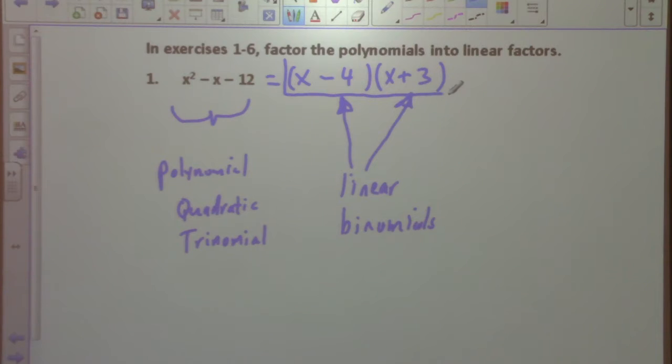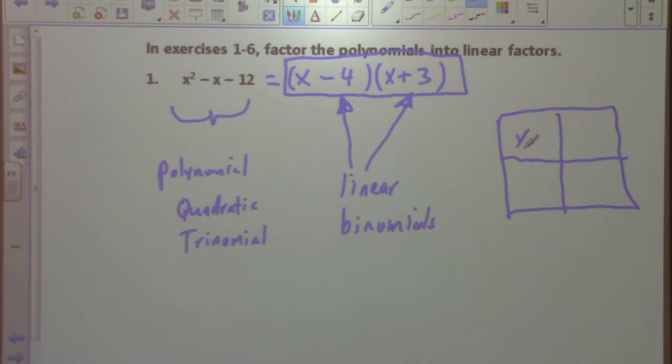Did anybody use the box method on this? No. You didn't? Now, this is what the box method looks like, and to me it's kind of like the training wheels for factoring, because you have x squared, x and x. Then you ask yourself the same question that Emily was asking, and you can try different things. So you get 3x, negative 4x, and negative 12. And then you can add these together, and you'll see that we get this, okay? Questions on this one?